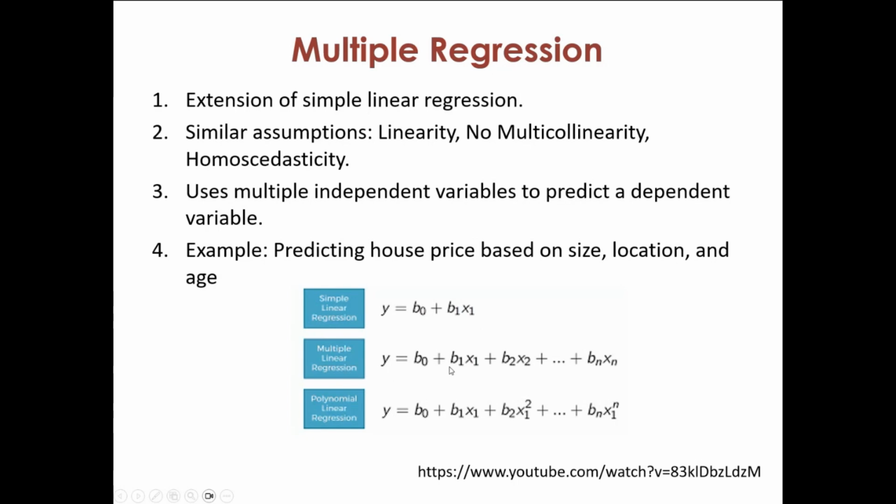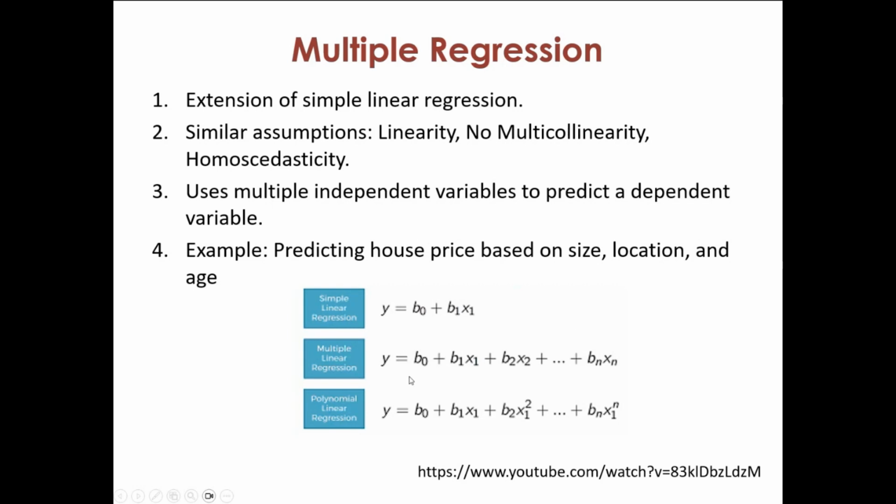But in multiple linear regression, you have more than one x: x1, x2, x3, and so on and so forth. Thereby, we have slopes for each of the factors because not all factors are equal. You know, some factors have more impact, some factors have less impact. So the slope will determine how much impact that the factor has on the outcome, which is y.